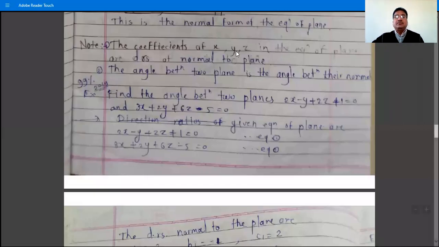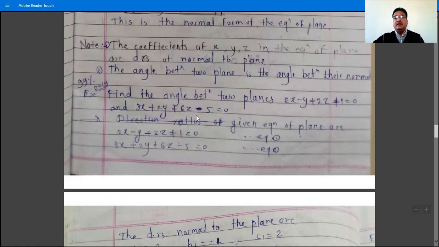So the coefficients of x, y, z in the equation of plane are the direction ratios of normal to the plane, and the angle between two planes is what? Angle between their normals. So the example on this note: find the angle between two planes 2x minus y plus 2z plus 1 is equal to 0, and another plane is what? 3x plus 2y plus 6z minus 5 is equal to 0.